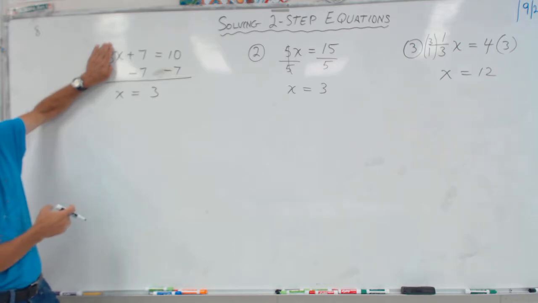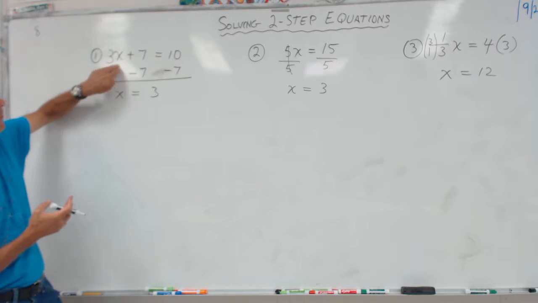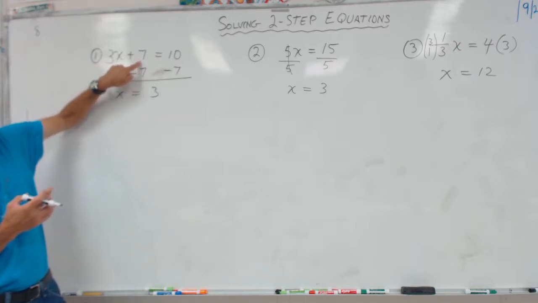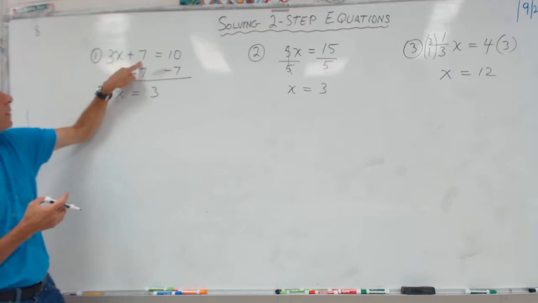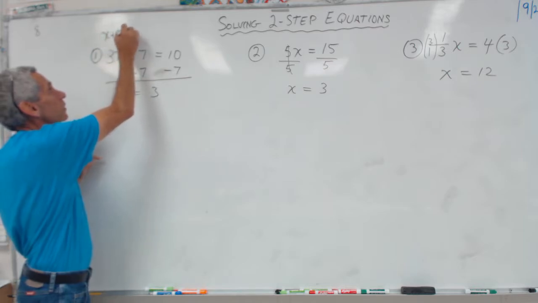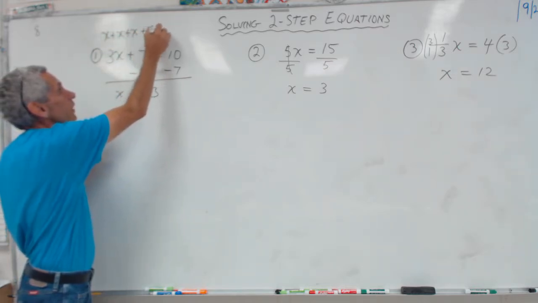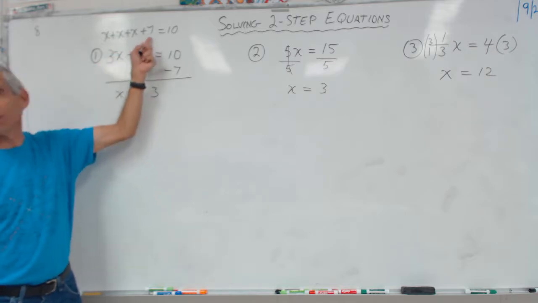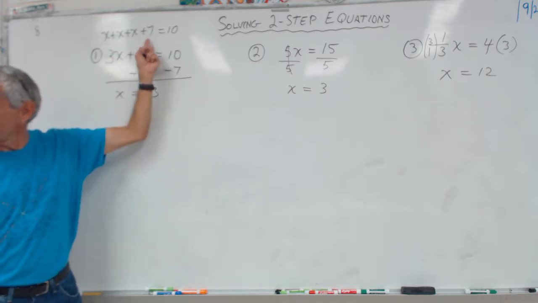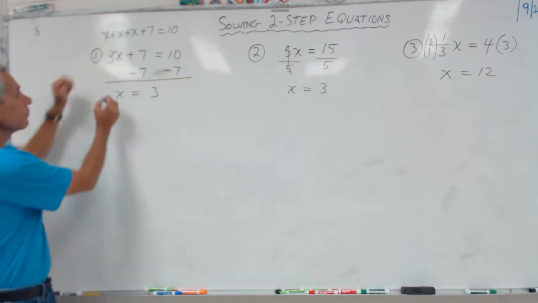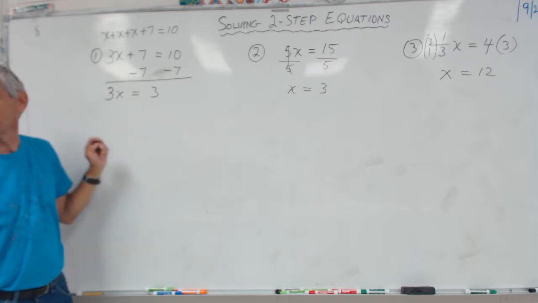What's the first thing you would do with a one-step? Subtract the 7. So even if there's a number in front of the x, that's fine. You still want to get rid of the 7 first. Because really what this says is x plus x plus x plus 7 equals 10. I'm fine with all the x's on one side. I'm not fine with the number on this side. So I've got to subtract the 7 first. But now I have 3x equals 3.